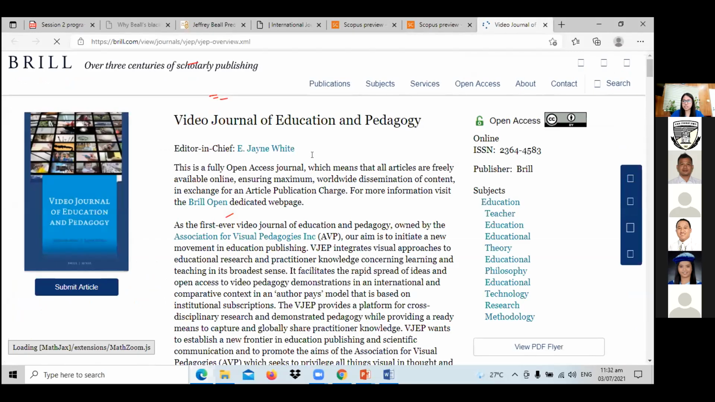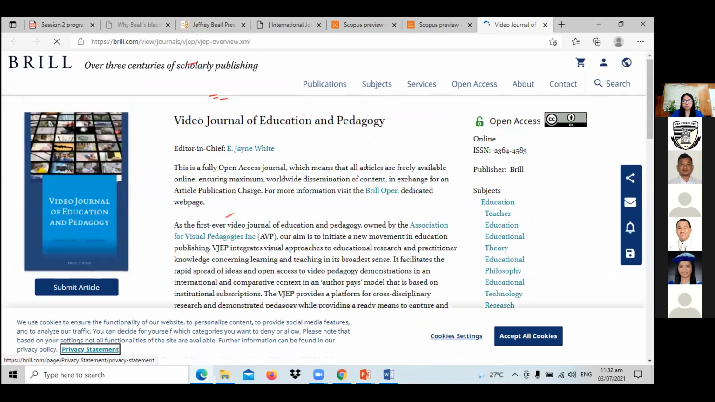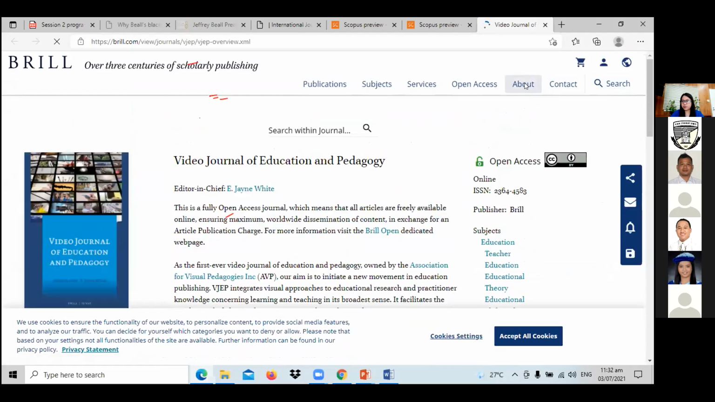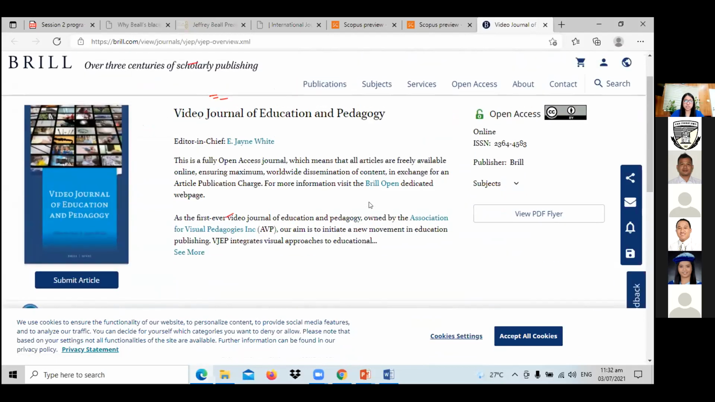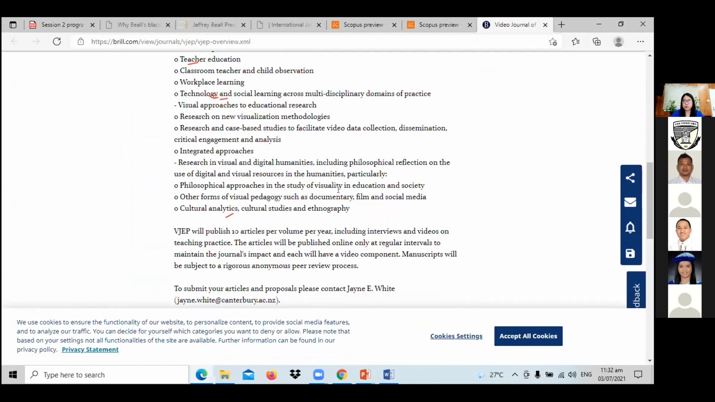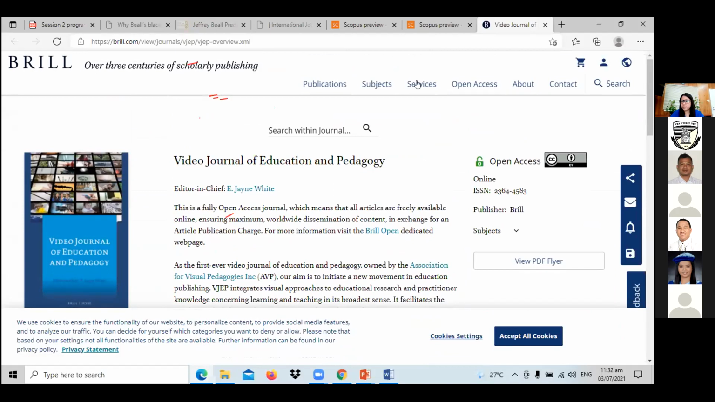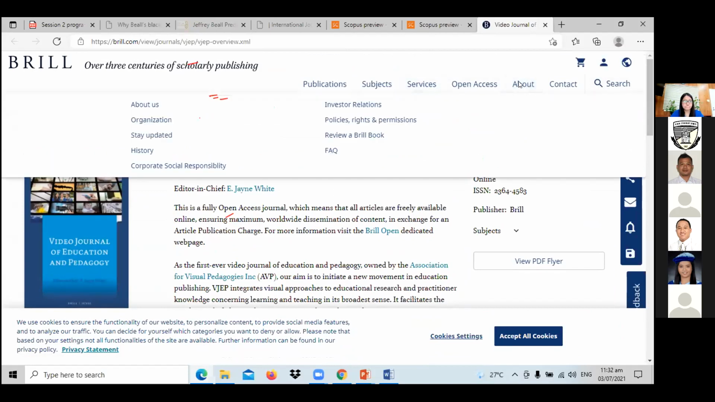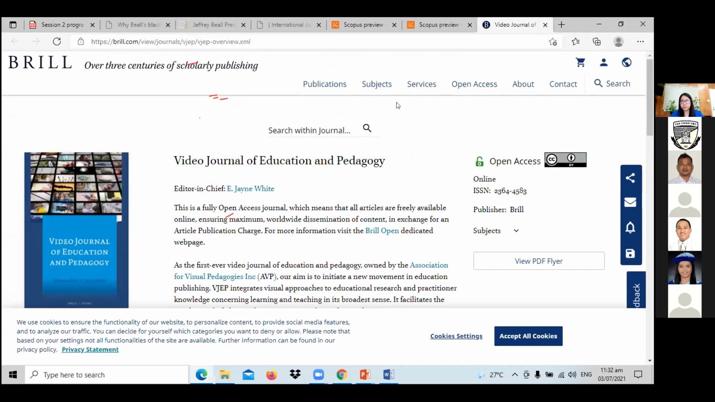So let us see. This is an open access journal. Sometimes it is also quite difficult to locate the fee, which is what you really want to see, because the amount of publication might not fit your budget. But here, let's try if we can find it. So it's quite difficult to search for it.